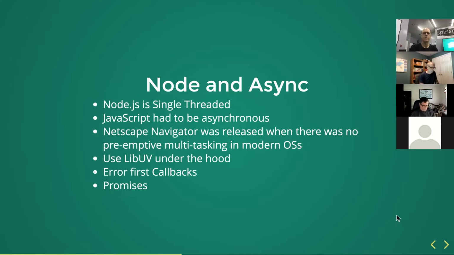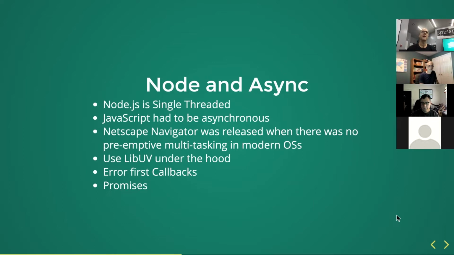One of the things that's interesting about JavaScript is one of the reasons why it had to be asynchronous was because when Netscape originally released JavaScript into the browser, what were the prominent consumer operating systems at the time? They were like Macintosh System 7 and Windows 3.1. Windows 95, I think, came out the same year that Netscape Navigator shipped JavaScript.